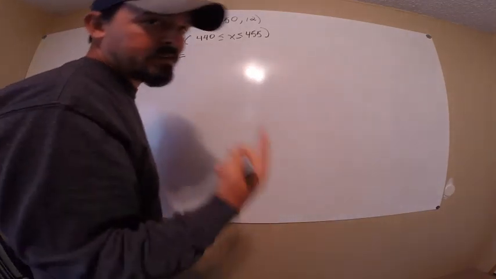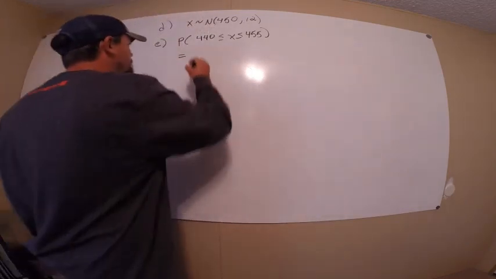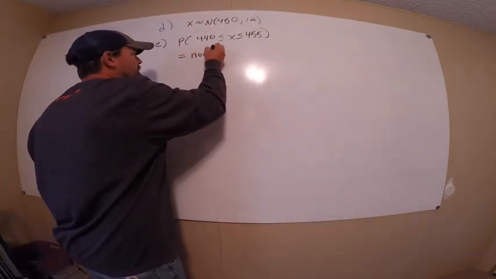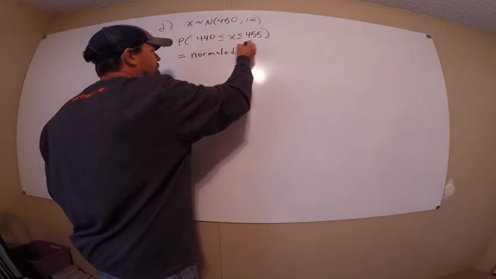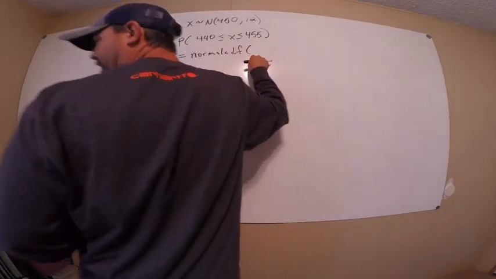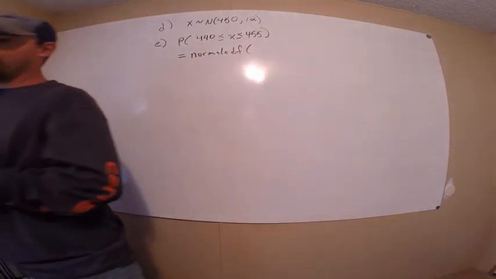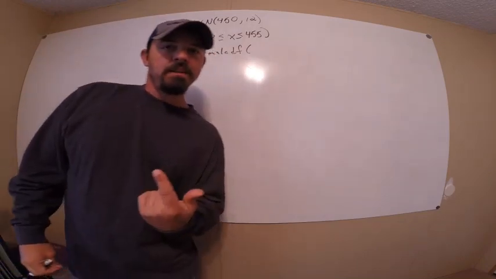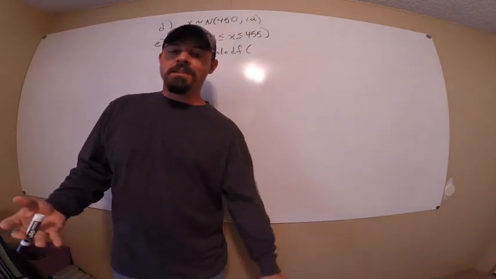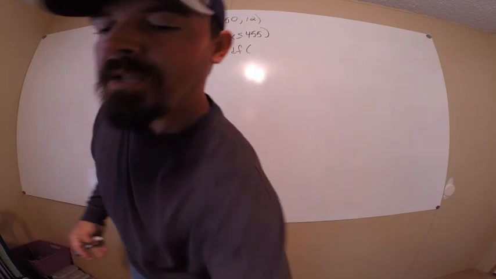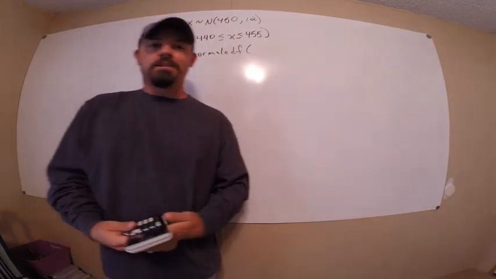Here's where it gets a little different. I'm going to show you how to use your calculator. It's going to be normal CDF. When we do normal CDF, we've got a few things that we've got to type in. Let me bring you over to the calculator, show you the command so it'll make sense. We'll bring it back up here to the board, and then we'll actually do it.